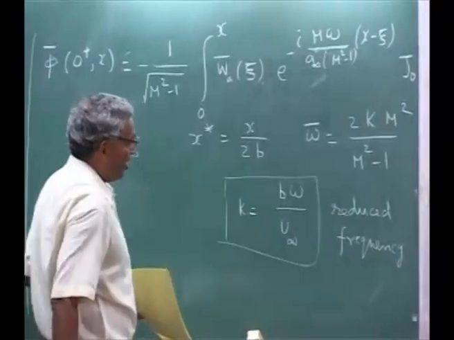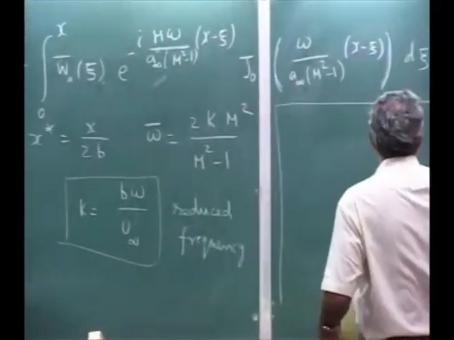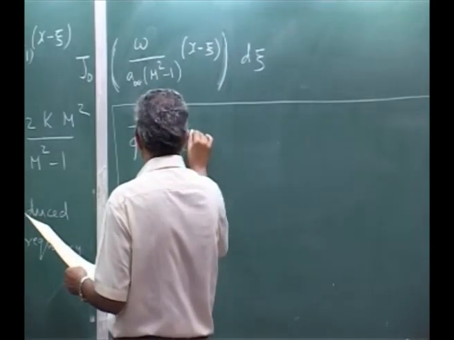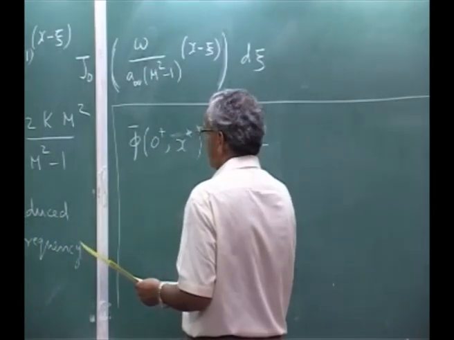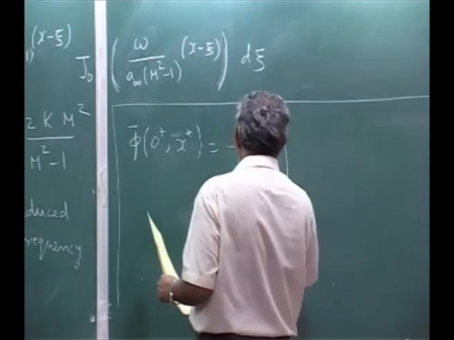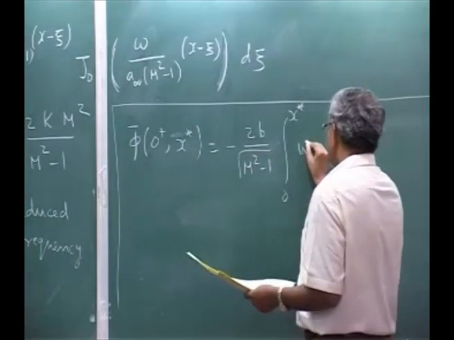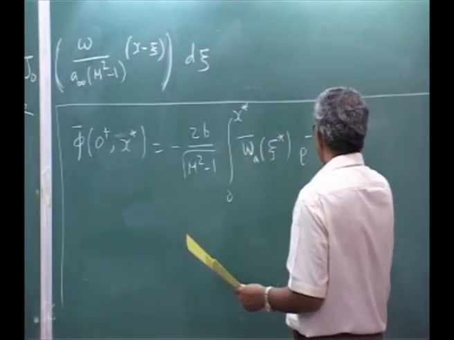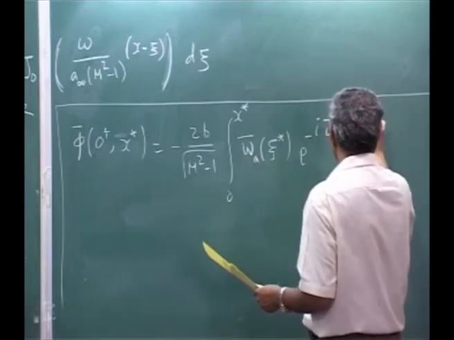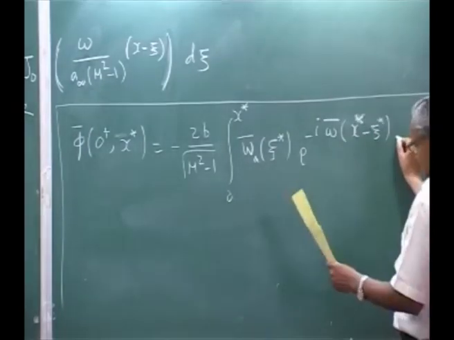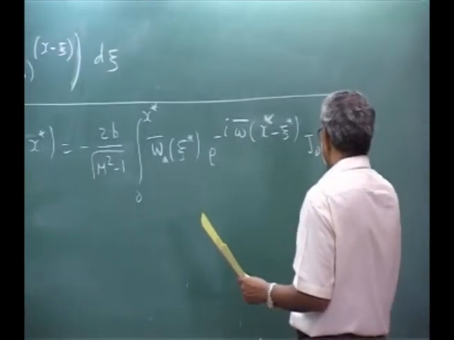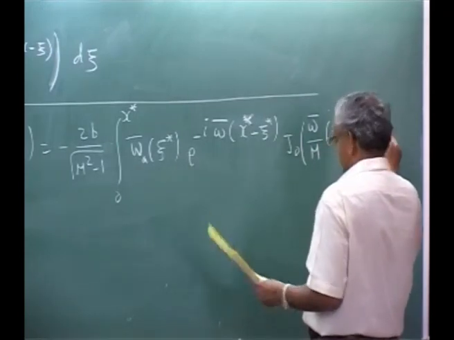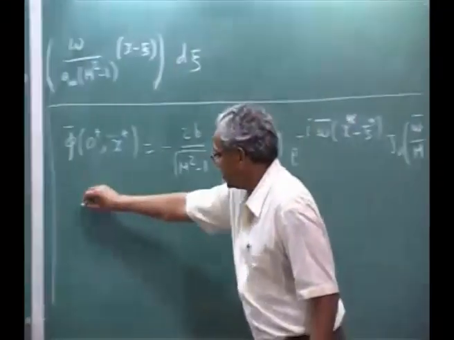Now your expression in non-dimensional form will become, I am writing it here, phi bar of 0 plus, x star, equals minus 2b over root of m square minus 1, integral 0 to x star, w a xi star, e power minus i omega bar x star minus xi star, minus J naught of omega bar over m, x star minus xi. Okay, this is my solution.